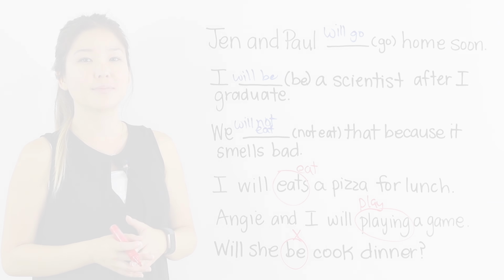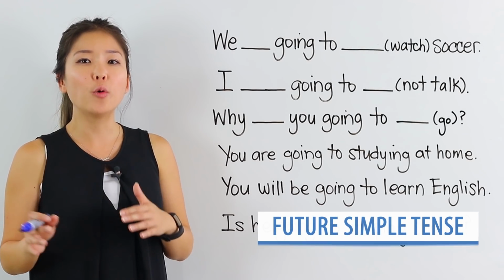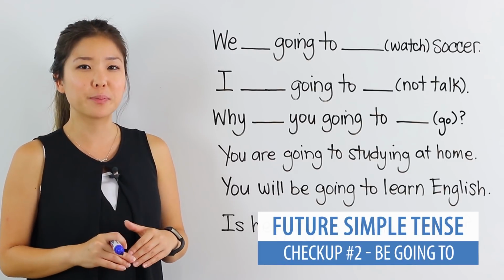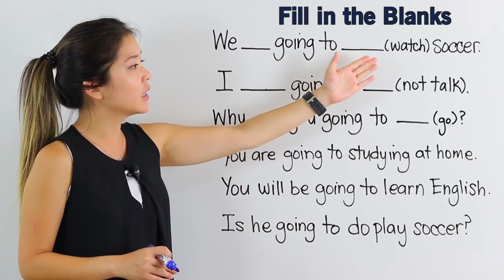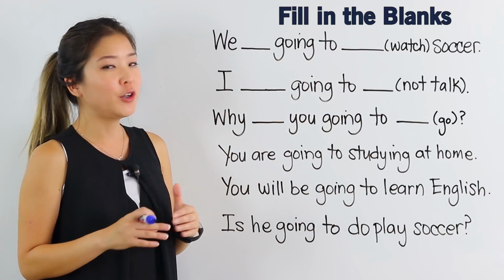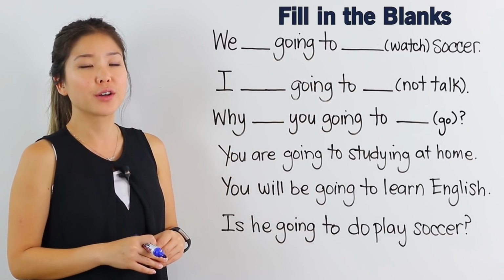Let's move on. Let's practice the be going to usage of the future simple tense. We blank going to blank soccer. I want you to use the verb watch.